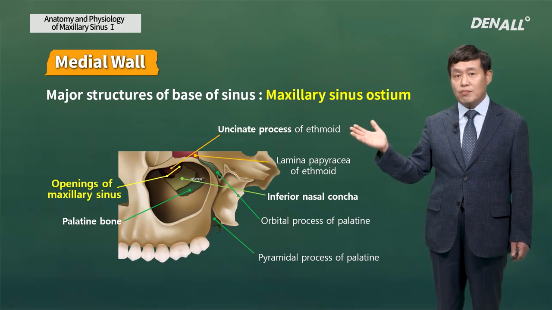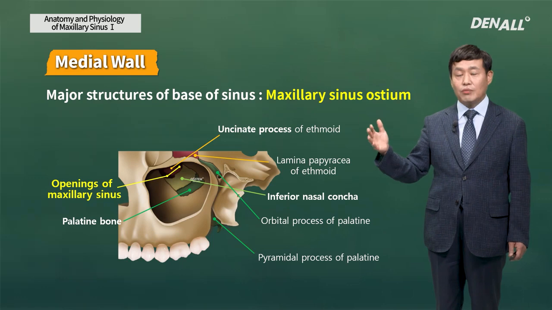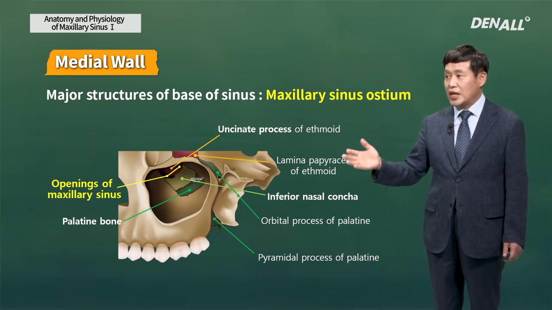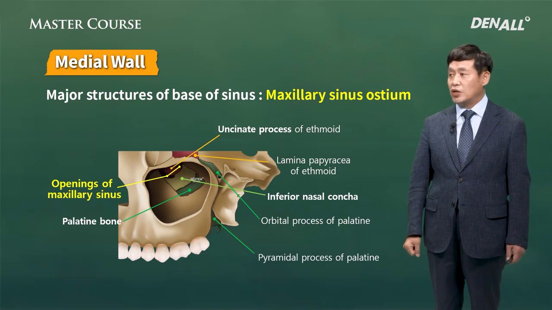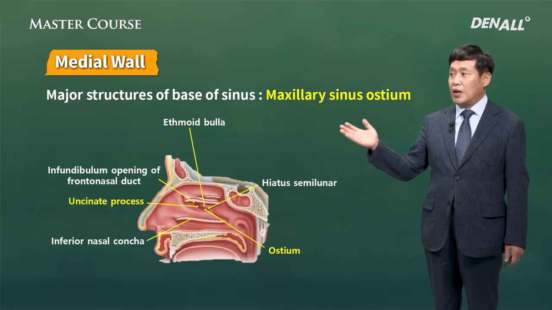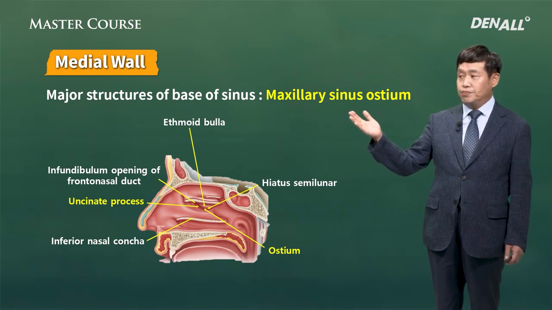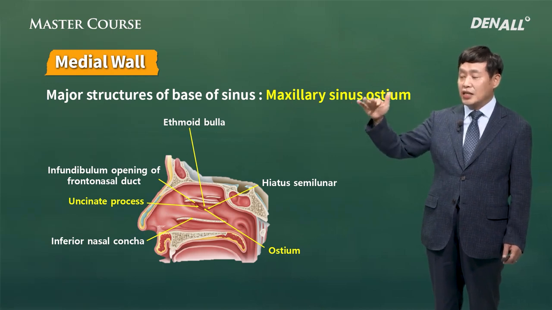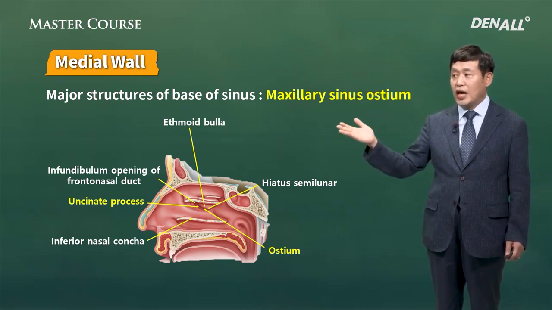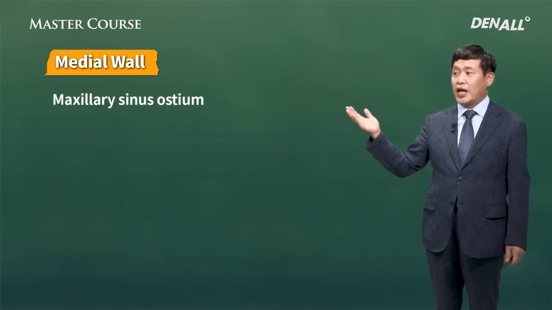The ostium of the maxillary sinus is the most important structure when it comes to the physiological function in the maxillary sinus, which will be discussed in the next lecture. So the maxillary sinus ostium, if you look here, when the middle turbinate bone is cut off, is between the middle turbinate bone and the inferior turbinate bone. That means an opening between the ethmoid bone and the inferior turbinate bone.